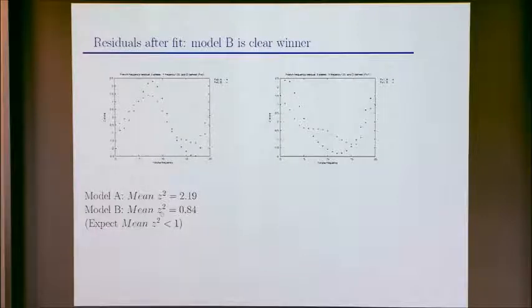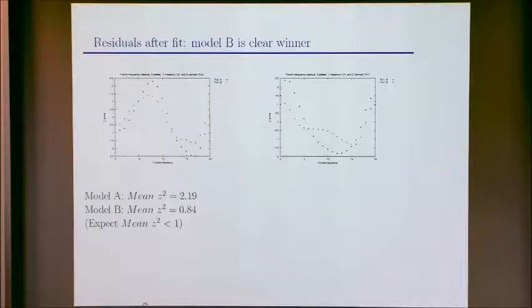We expect the actual mean, if we're right, to be a bit smaller than 1 because we did a fit, right? If we knew truth, it should be 1, but I fitted, so I'll do better than 1. And what I see is that model A has a mean square residual of more than 2, and model B is less than 1, and that's pretty decisive.